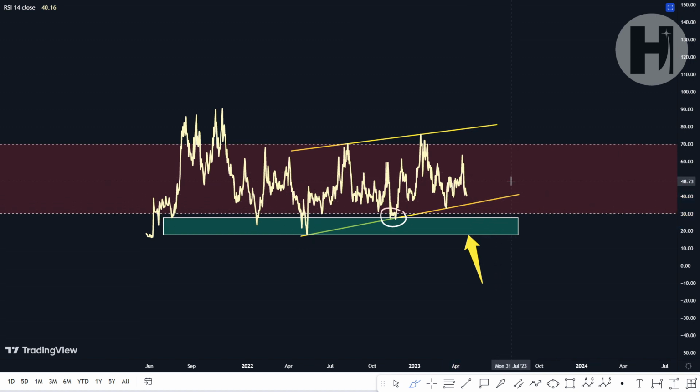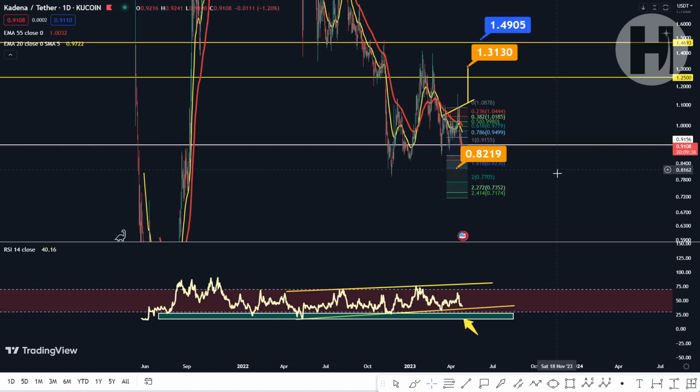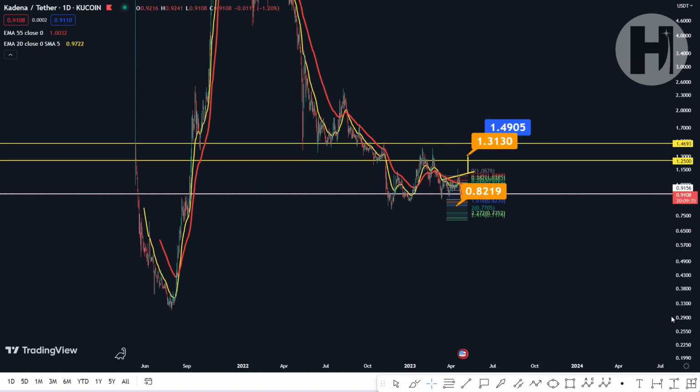So if you're looking for a swing trade, you can capitalize on this opportunity. If you're looking to buy in for the long term, you can capitalize on this opportunity as well. Now let's switch over to the weekly chart.